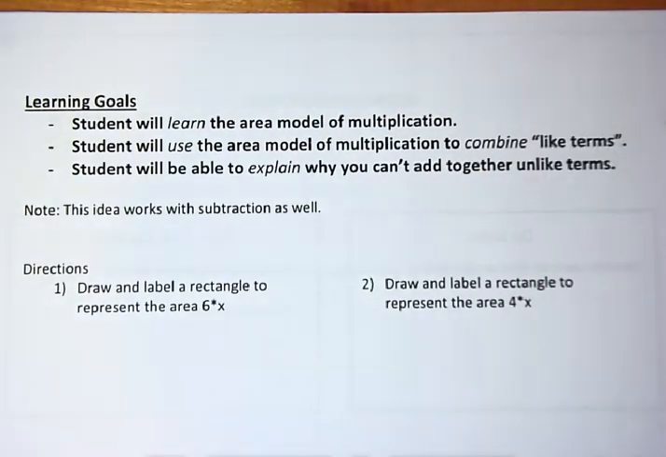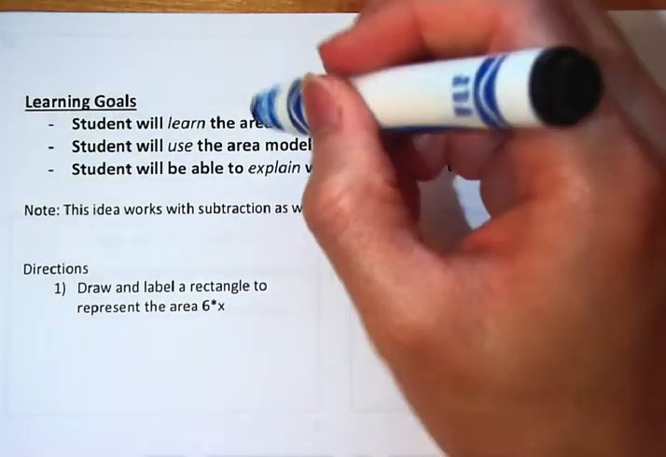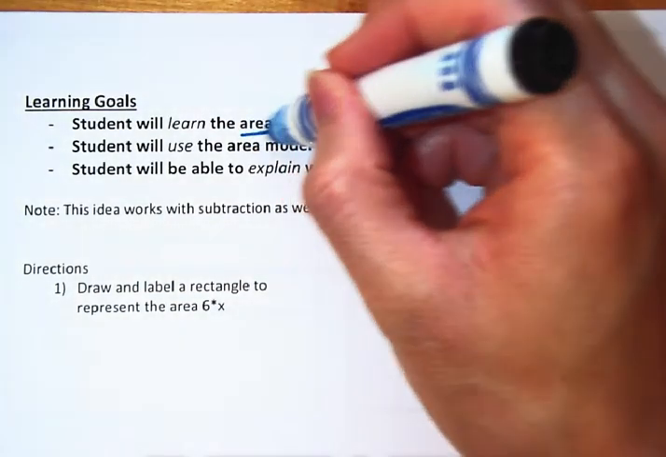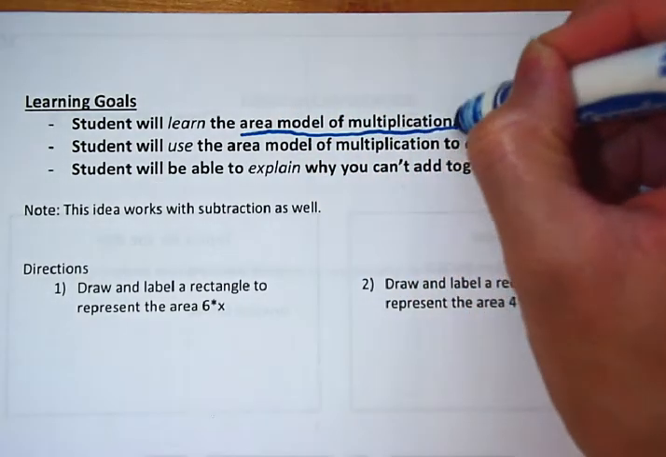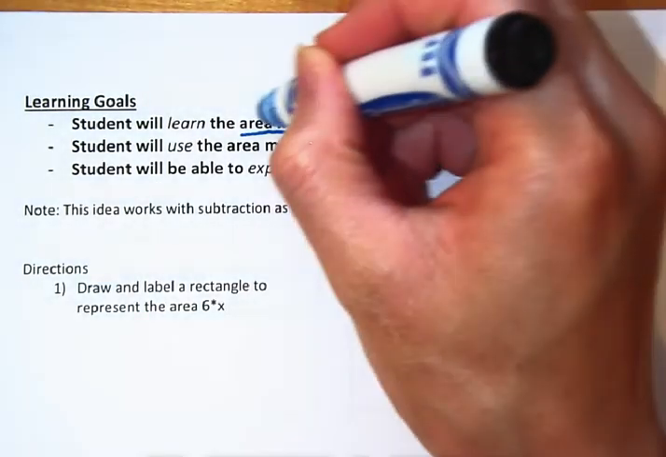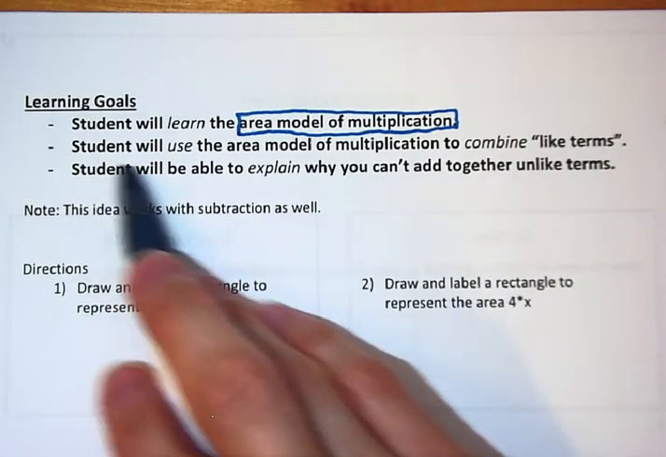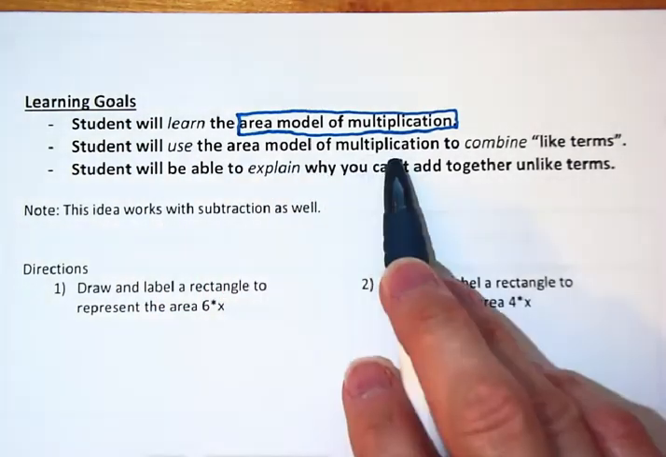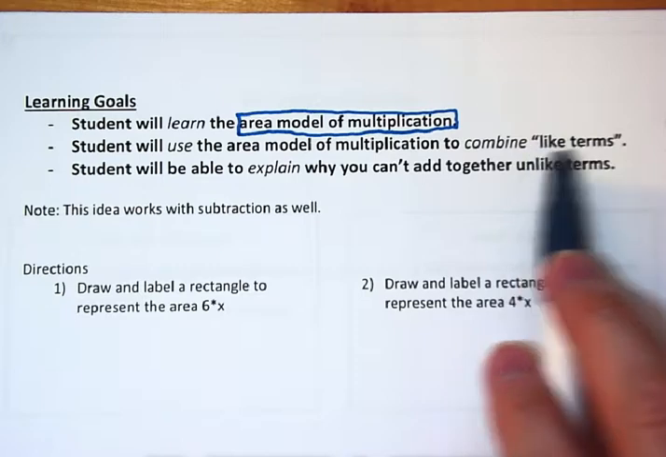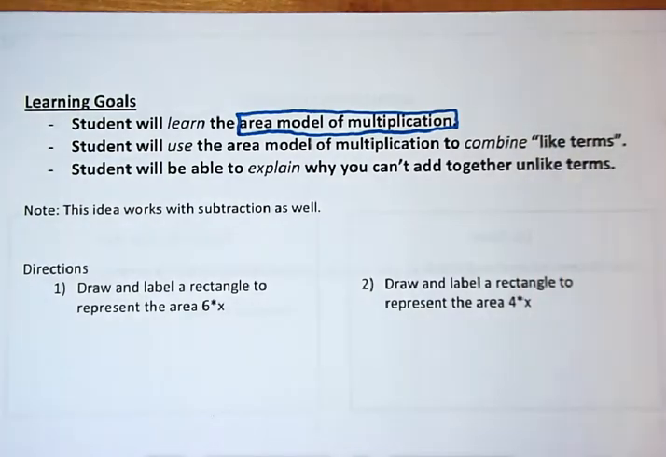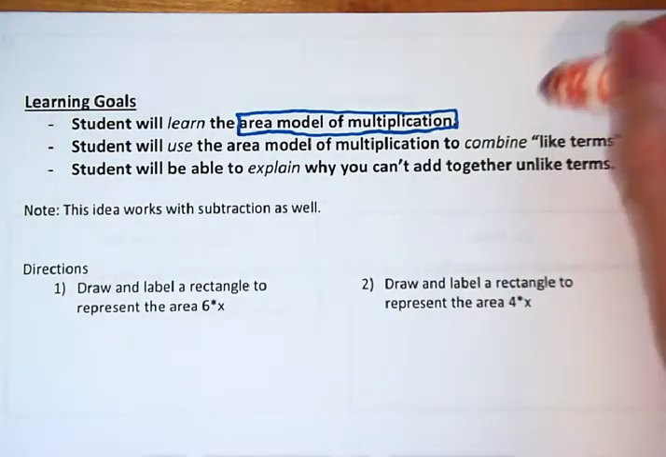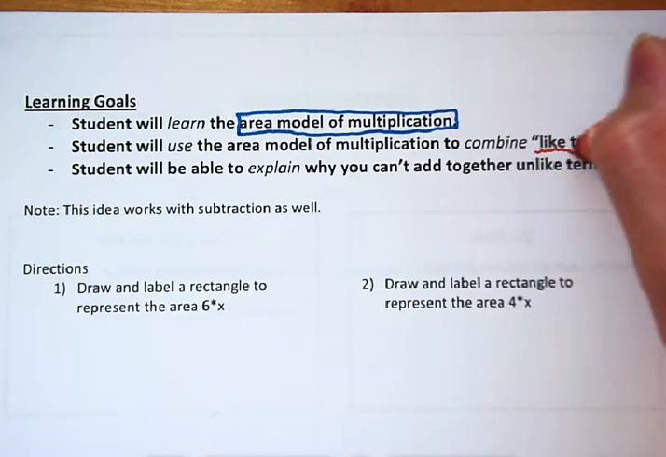So this right here, area model of multiplication, is just a way to think of multiplication. Next, students will use the area model of multiplication to combine like terms. And we'll talk about what like terms means.